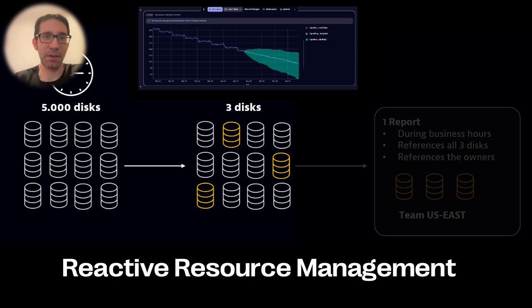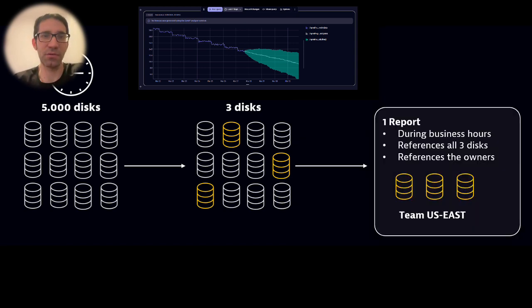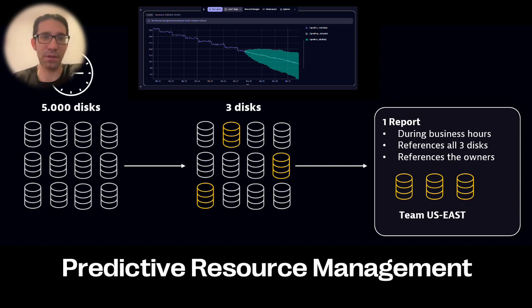The second possibility, due to our forecasting, we already predict that 3 of these disks will run out of disk space soon, and we send a report to the owners of this service, which they act upon, in most cases in an automated way, maybe also manually. They request more disk space, and the problem is solved before any users ever notice. This is what is called predictive resource management, and this is of course what we strive for, and the possibility that our software gives to our customer.